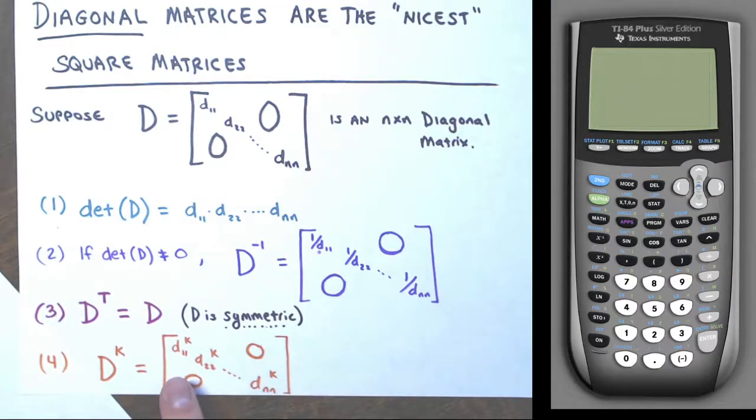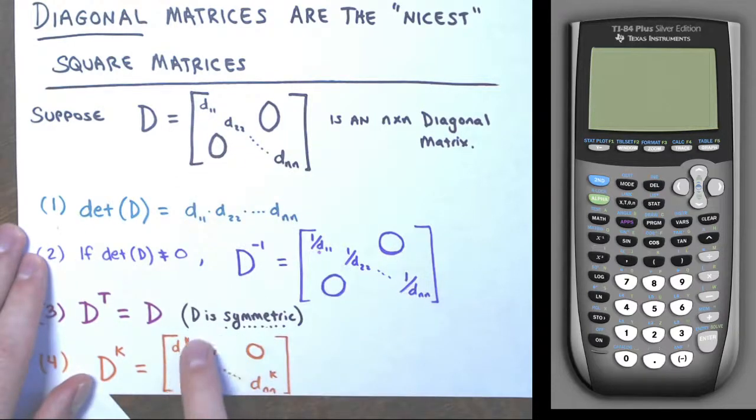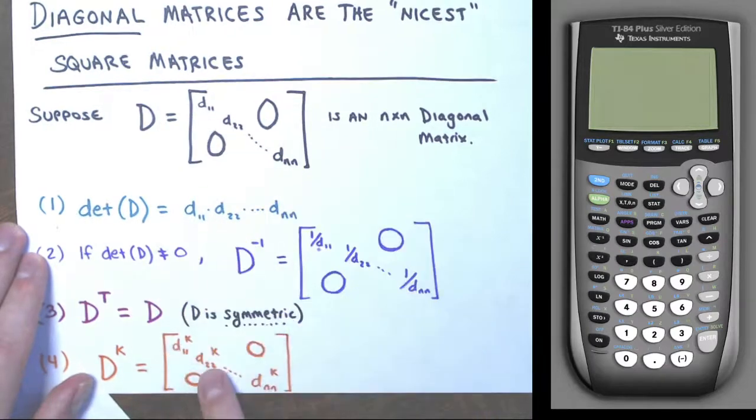And then here's the big one, which I'll get to in the next video after this. If you take a diagonal matrix and raise it to an integer power, say to the kth power, so D times D times D, k times, you're simply going to get another diagonal matrix where the entries down the diagonal are just the entries down the original diagonal to the kth power. So D11 to the kth power, D22 to the kth power. If you're squaring a matrix, it's just D11 squared, D22 squared, DNN squared, down the main diagonal and 0 everywhere else. It's still a diagonal matrix. If you raise it to the third power, all these are cubed, and so on and so forth. Very, very nice.